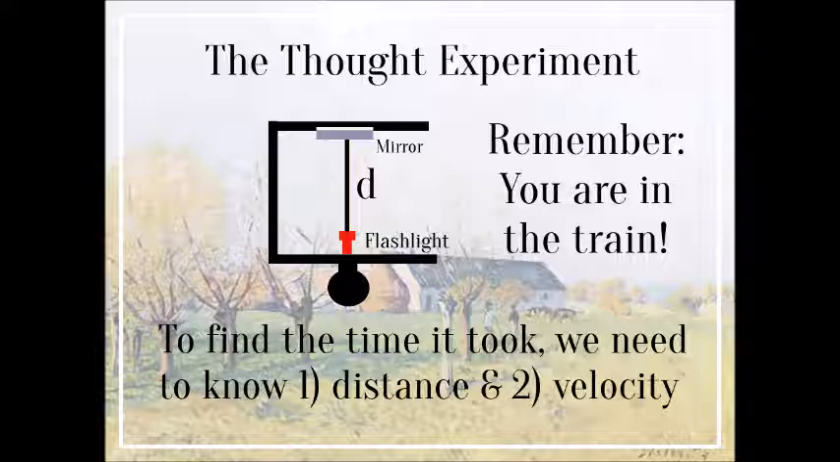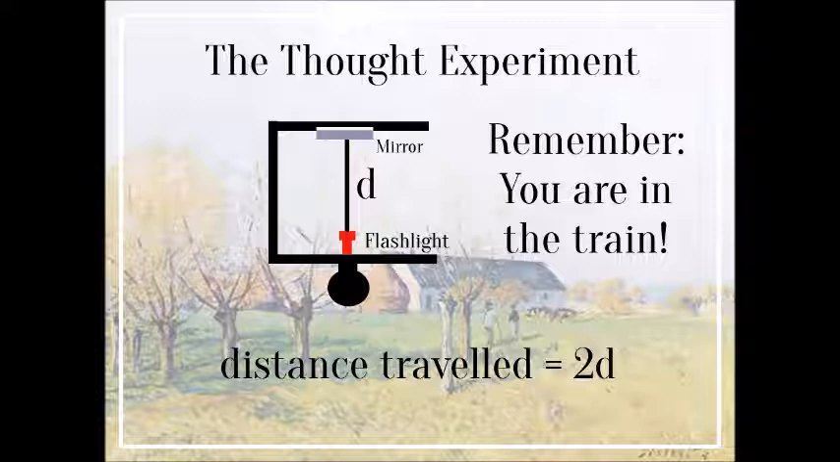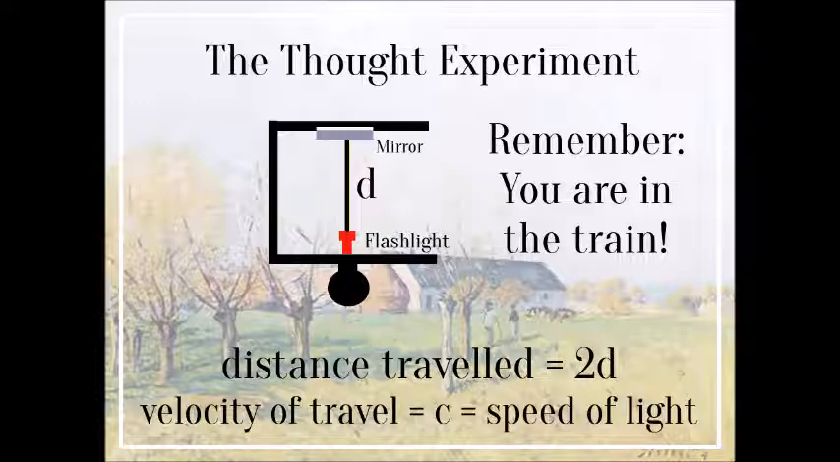I've already notated that the distance between the flashlight and the mirror is a component we will call d. So we know that the photon traveled up d and back down d, so therefore we know that the distance traveled is 2 times d, or 2d. And we also know that the velocity that the photon traveled is c, the speed of light.